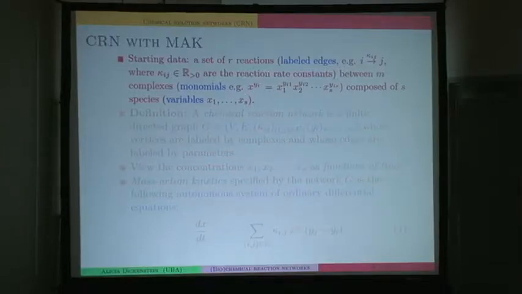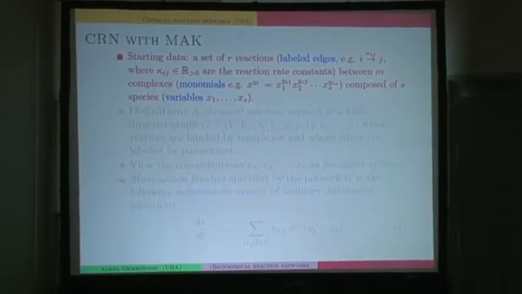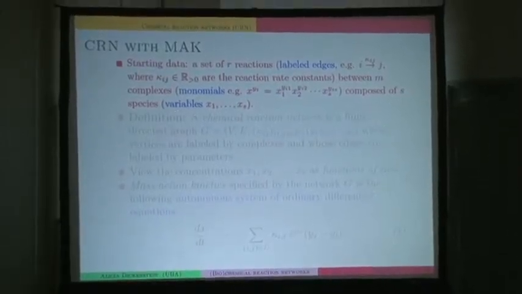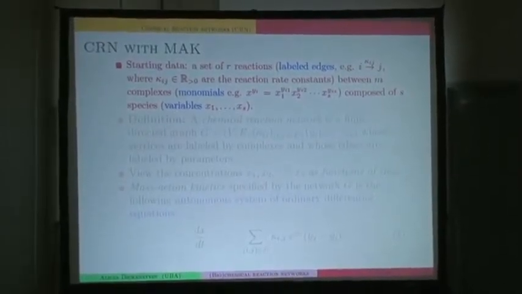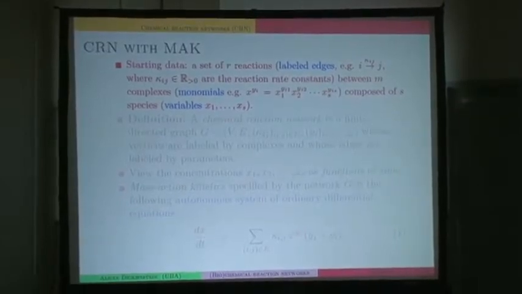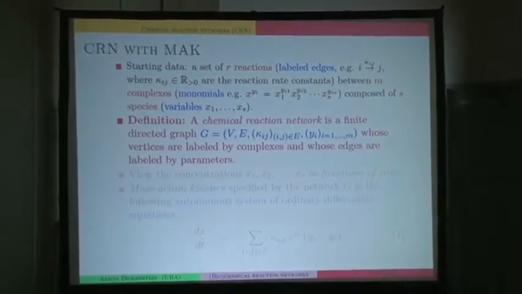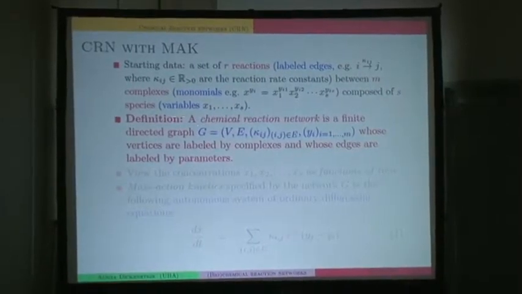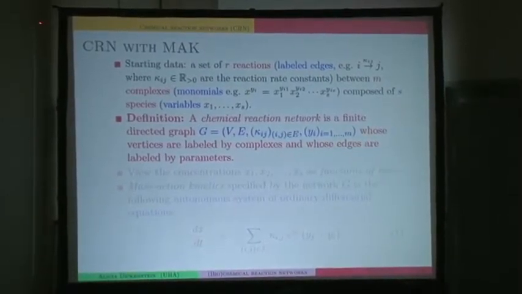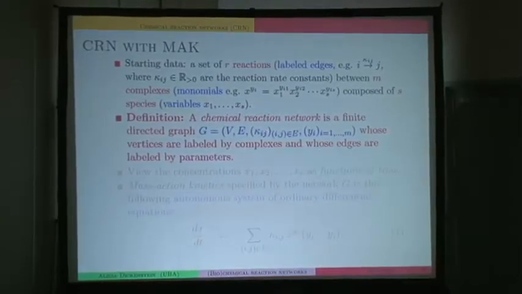The vertices are going to be labeled by these monomials x to the yi, composed by S species. These are in fact the concentrations of the species, but these are the variables. So the chemical reaction network is then a finite directed graph. When we have decorated the vertices with the complexes, this is just the exponent of these monomials. And the edges are decorated with these positive real numbers, which are the reaction rates.